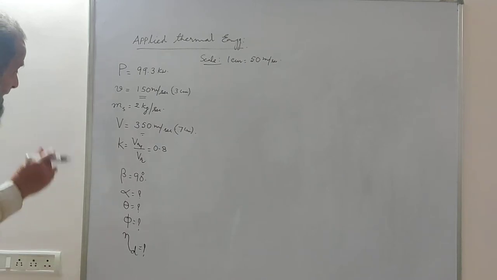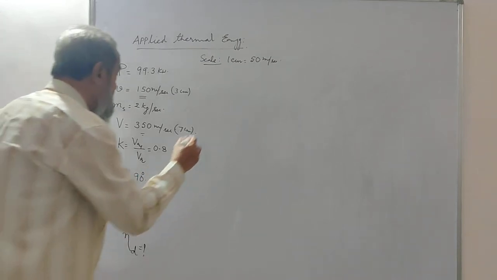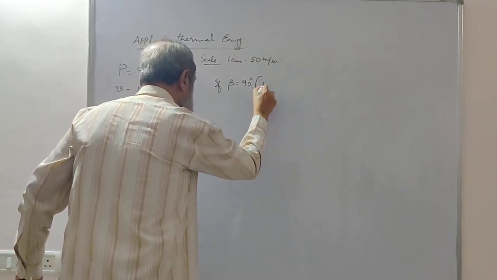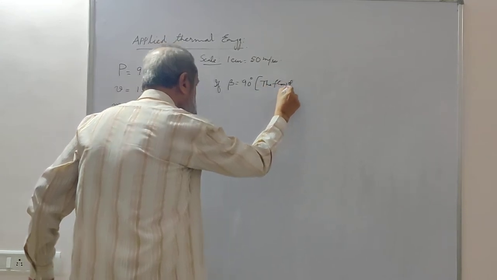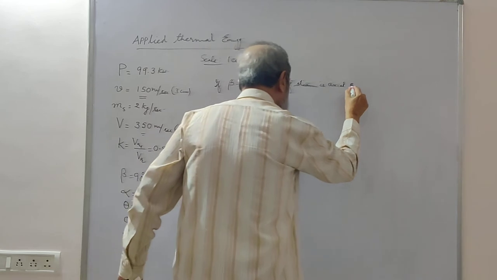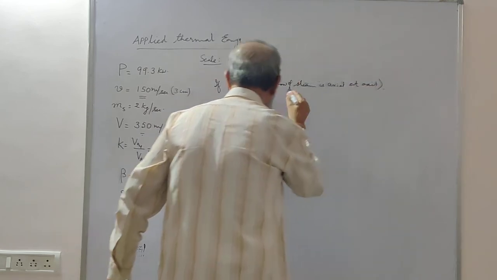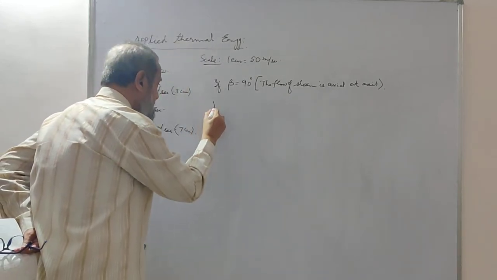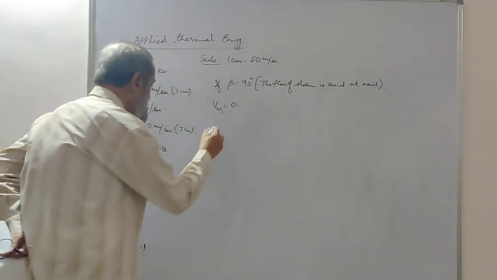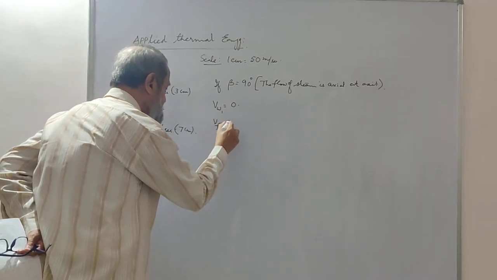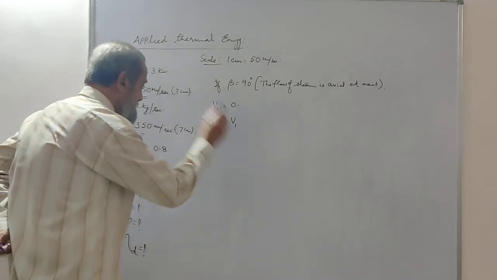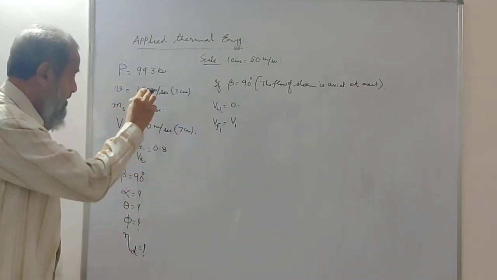Right. Now, here, what we have to do is first, if beta is 90 degree, that is the flow of steam is axial at exit. That means beta is 90 degree. If beta is 90 degree, VW1 will be 0 and VF1 will be same as V1. That is, velocity of flow at exit will be same as velocity of steam at exit. This you have to note.